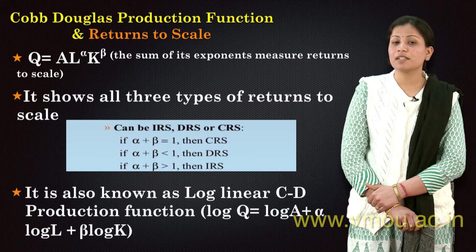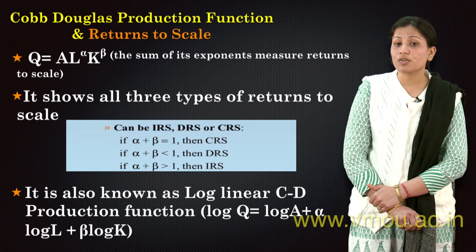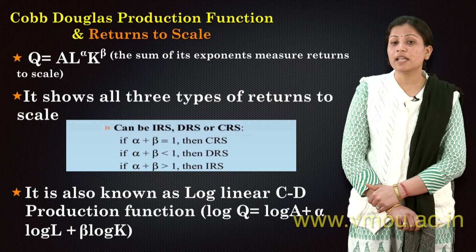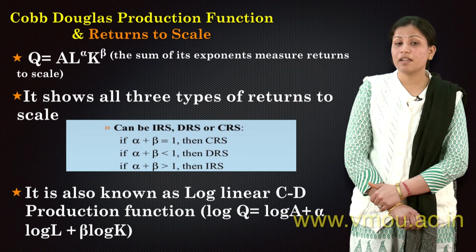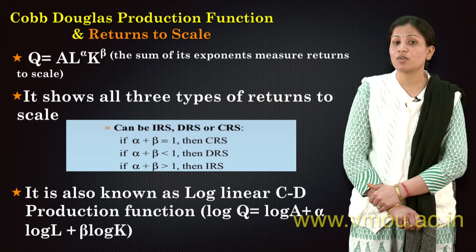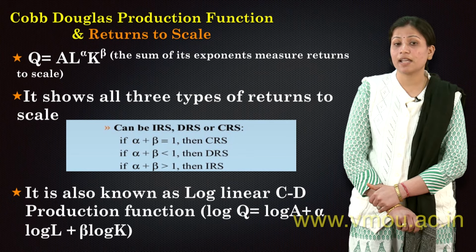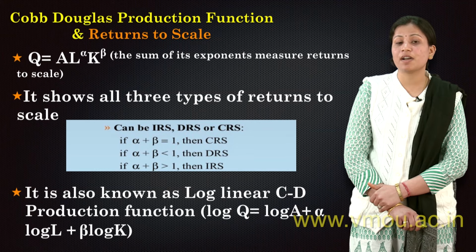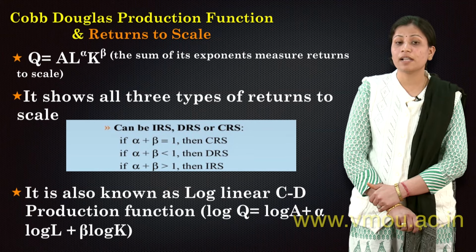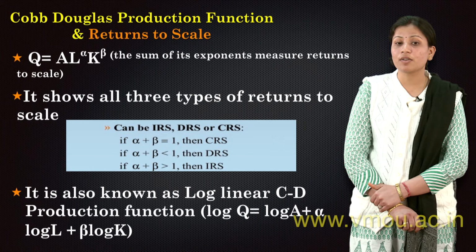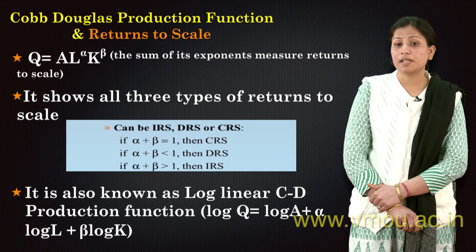Finally, this Cobb-Douglas production function is also known as the log linear Cobb-Douglas production function. If you simplify the above mathematical notation, q equals A L raised to alpha K raised to beta, in the form of logs, you will arrive at log q equals log A plus alpha log L plus beta log K. This signifies that this is a log linear Cobb-Douglas production function.